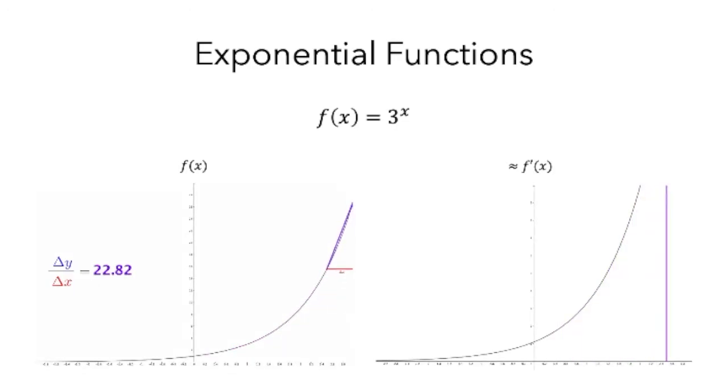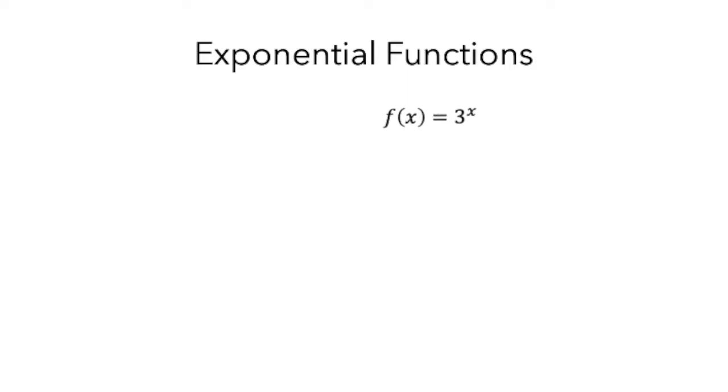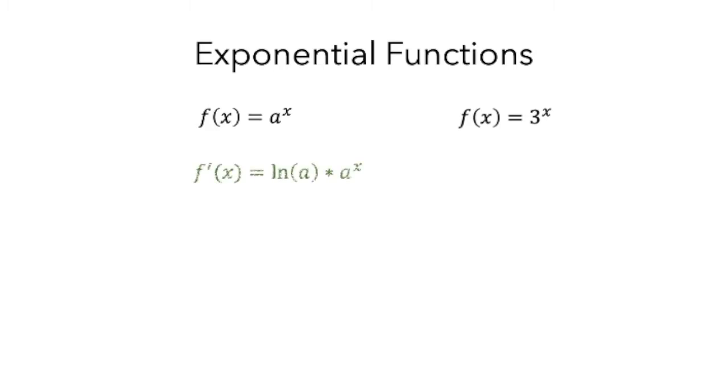What you should notice here is that the graph of f prime of x has the same basic shape as the graph of f of x. It turns out that if you have a general exponential function, f of x equals a to the x power, then its derivative is natural log of a times a to the x power. So in the example here, the derivative is natural log 3 times 3 to the x. Keep in mind that ln 3 means natural log of 3, which is just a number.